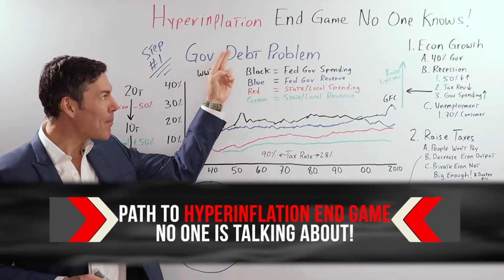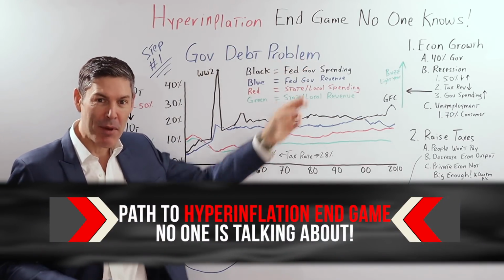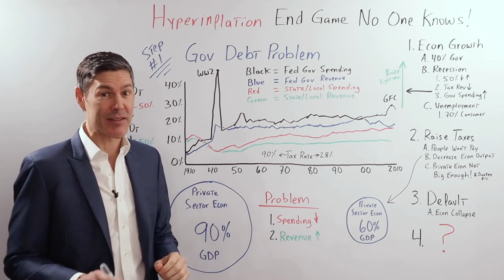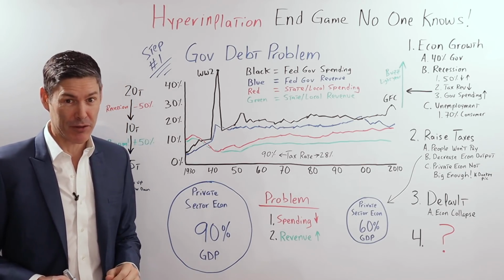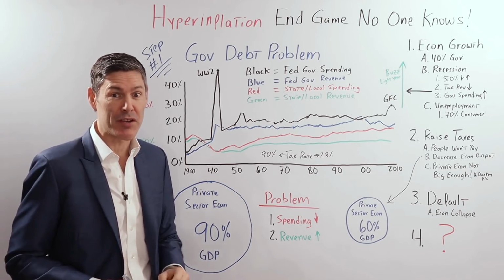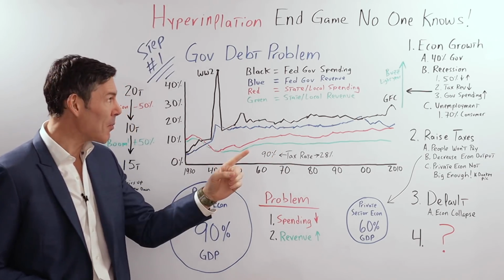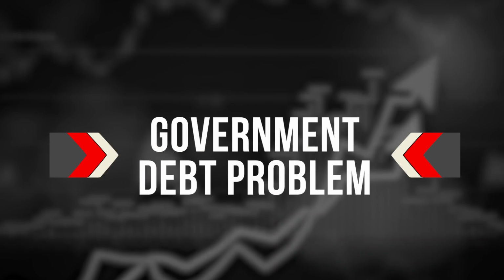Path to a hyperinflation endgame that nobody is talking about. You definitely need to sit down and buckle up for this one for sure. I'm going to explain this to you in 3 simple, fast steps. Step number 1, let's go over the government debt problem.